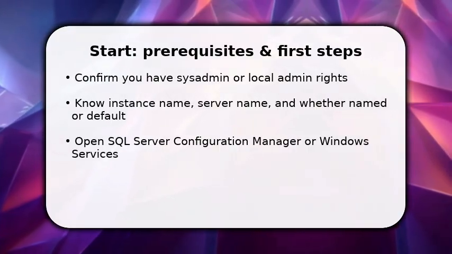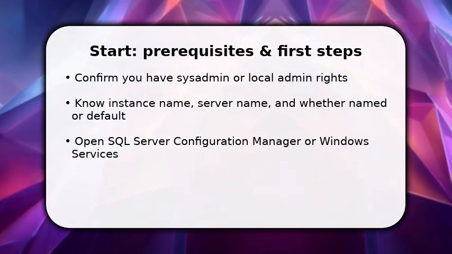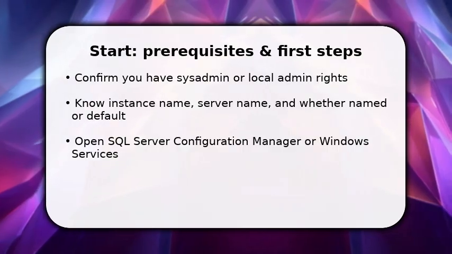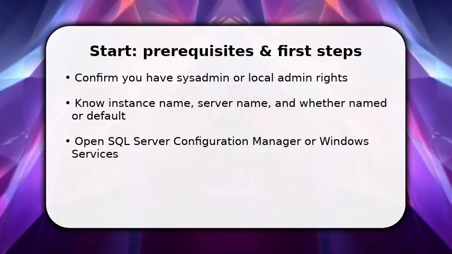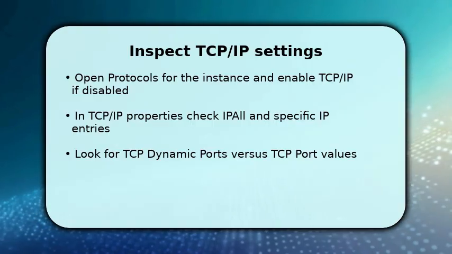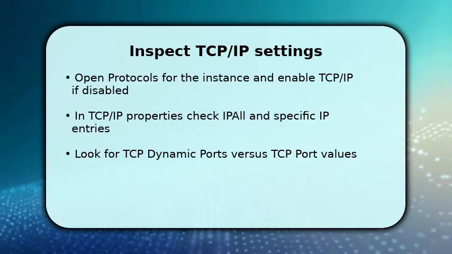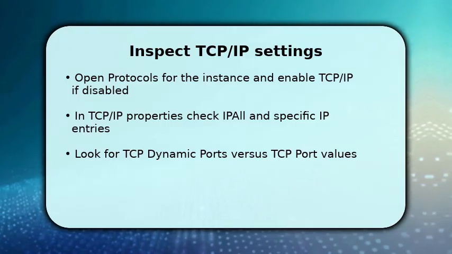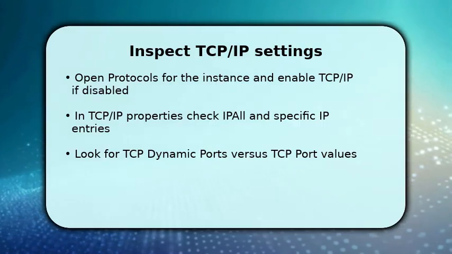Next, locate the SQL Server Network Configuration node in the Configuration Manager so you can inspect TCP/IP properties and find the port binding. Now you'll inspect the TCP/IP protocol configuration to find the port. Expand protocols for the instance and open TCP/IP properties. Under the IP Addresses tab, scroll to each IPn section and to IP All.